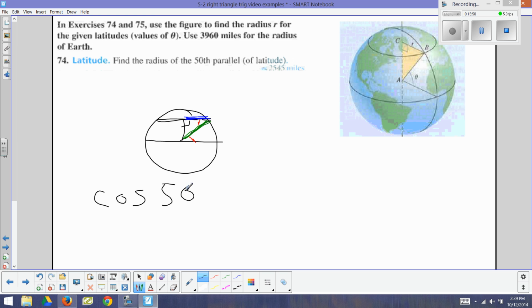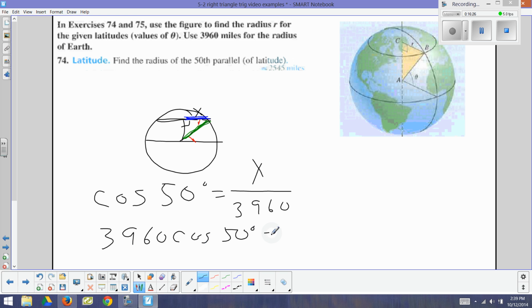So the cosine of 50 degrees is equal to, call that x. X is the radius at the 50th parallel. So adjacent over hypotenuse. So when you're doing this, pick up your calculator. You can solve it first. Cosine of 50, plug it in my calculator. So when I put in my calculator 3,960 cosine of 50 degrees, I get 2,545 miles.